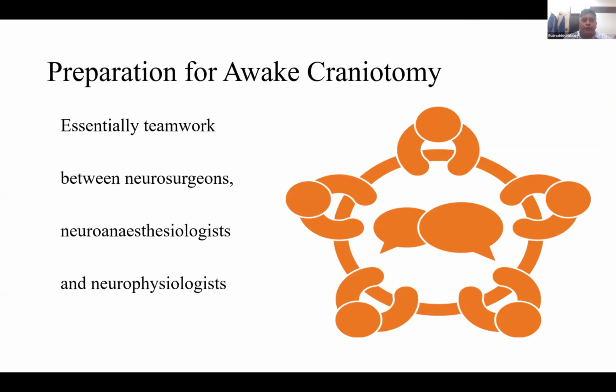Now, while preparing for an awake craniotomy, the first and foremost thing which has to be drilled in the mind is that it's essentially a teamwork between the neurosurgeons, neuroanesthesiologist, and the neurophysiologist. So this essential teamwork is the cornerstone for performance of a successful awake craniotomy.